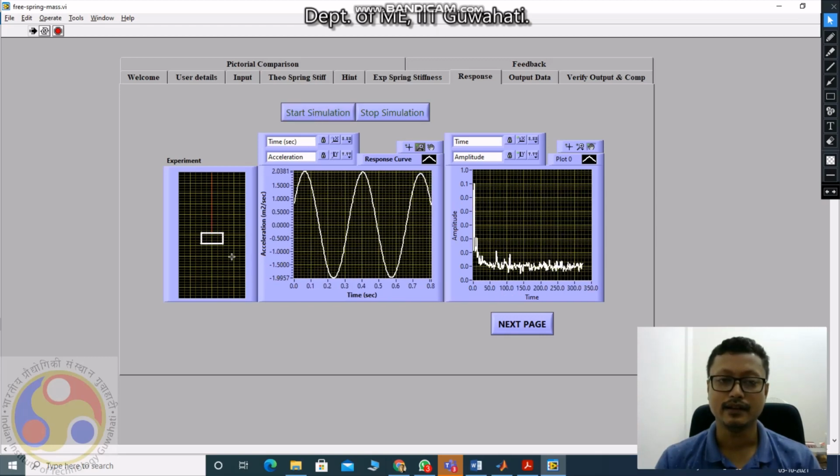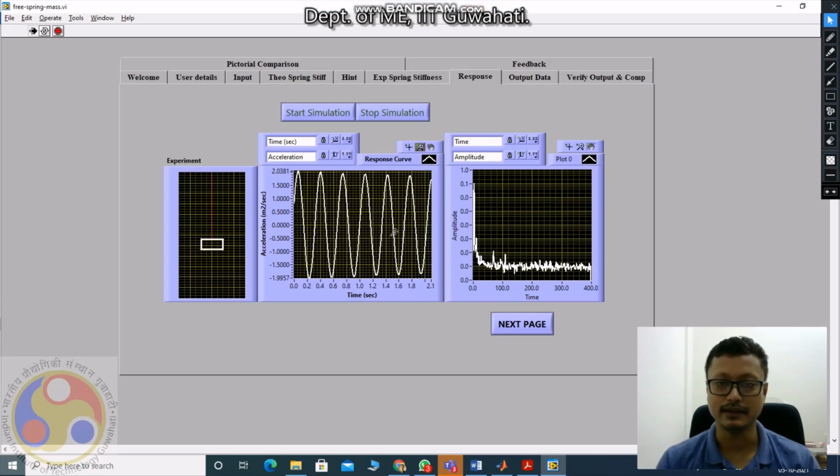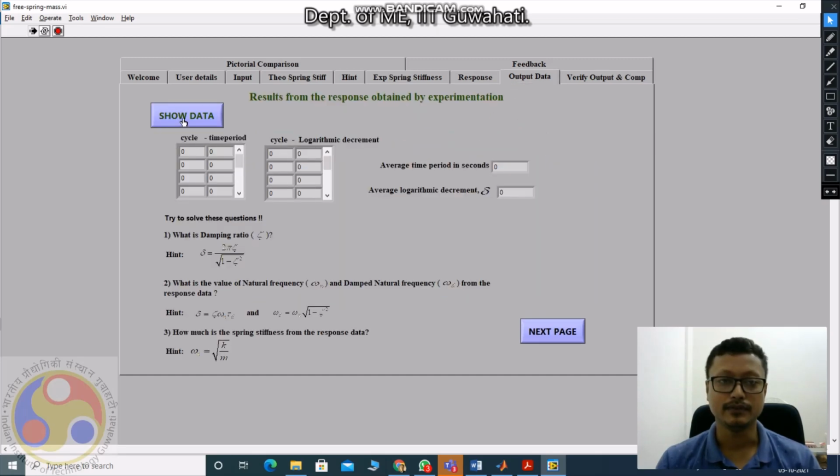Go to the next page, and if you start the simulation like this, you can see the spring oscillating about some mass. This is the frequency you can get. Take a small stop of the simulation and you can analyze this graph. Now go to the next page. If you click show data, these are the cycles. Initially it was already shown in the manual what cycle 1 is. For the first peak, first cycle, first amplitude, the data here comes as 0.3425.